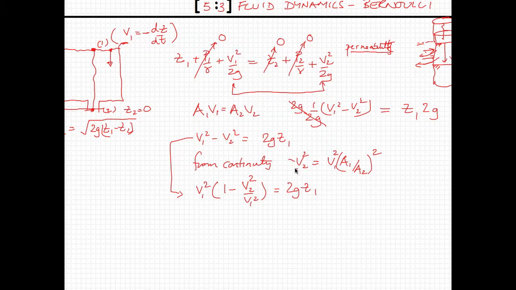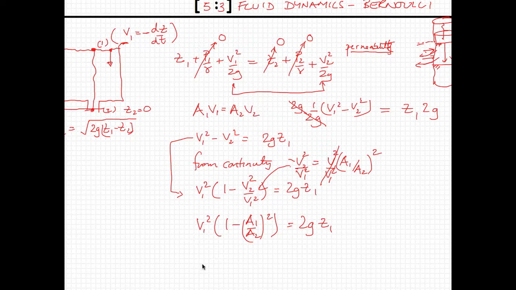And what we could do is then substitute this term in here. Actually, we have that exact term, so we could divide through by V2 squared over V1 squared. We didn't actually need to change that, so this term gets knocked out. If we substitute in for this term here, we end up with V1 squared multiplied by 1 minus A1 over A2 all squared. And that's still equal to 2 times gravity times the elevation of the upper surface in any case.